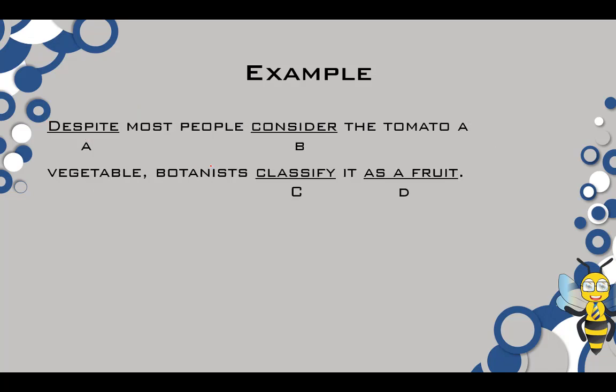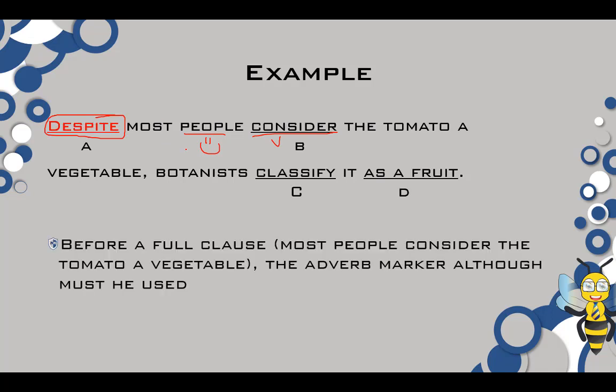What about this one? "Despite most people considered a tomato a vegetable, botanists classified it as a fruit." Why? Despite is followed by a noun, but here we have a subject and a verb. Here we have a subject, which is most people. We need a noun only, and then we have a verb. In this case, we should use although.